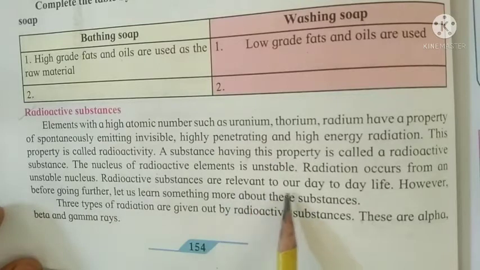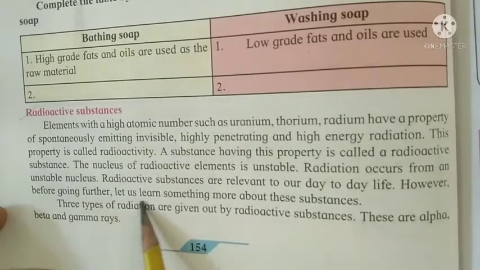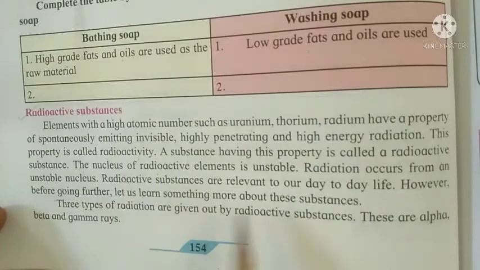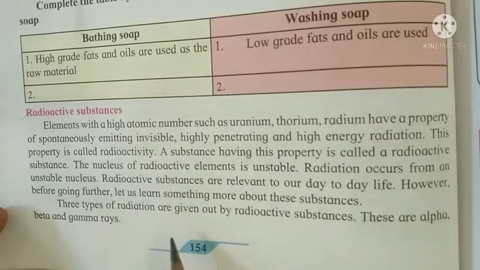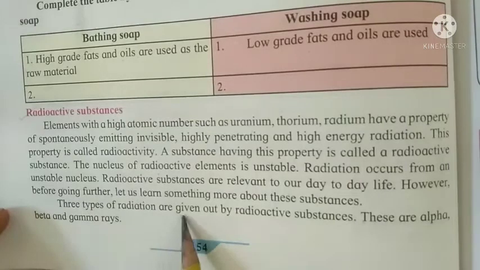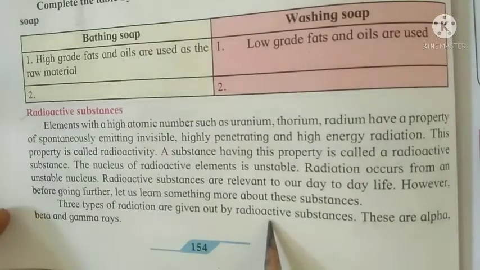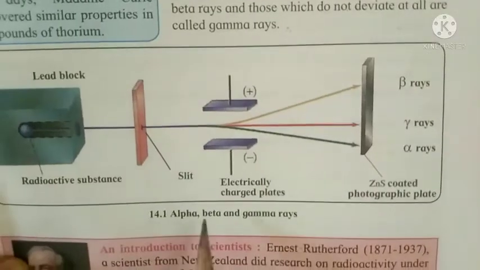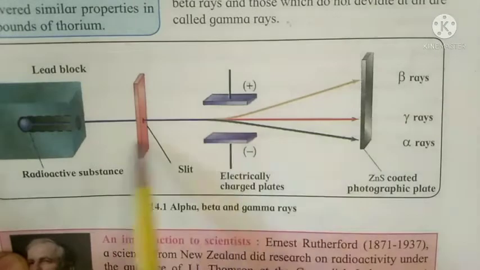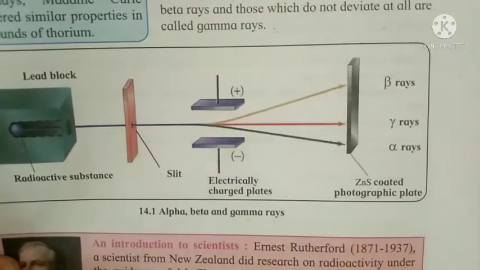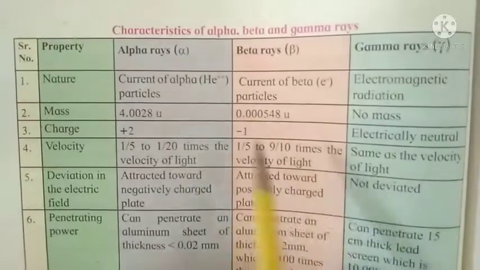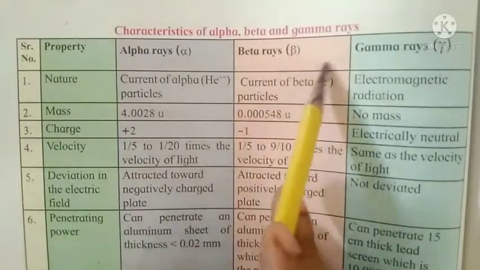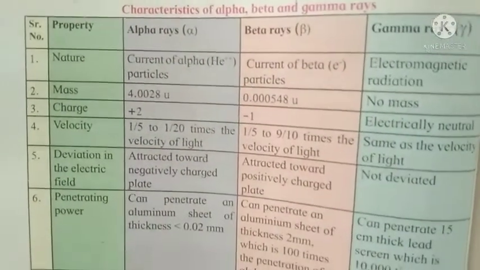These are relevant to our day-to-day life. However, before going further, let us learn some of these substances. There are three types of radiations given out by these radioactive substances, and they are alpha, beta and gamma rays. See here, alpha, beta and gamma rays. These are the three types of rays. In this chart, some characteristics of alpha, beta, gamma rays are given.